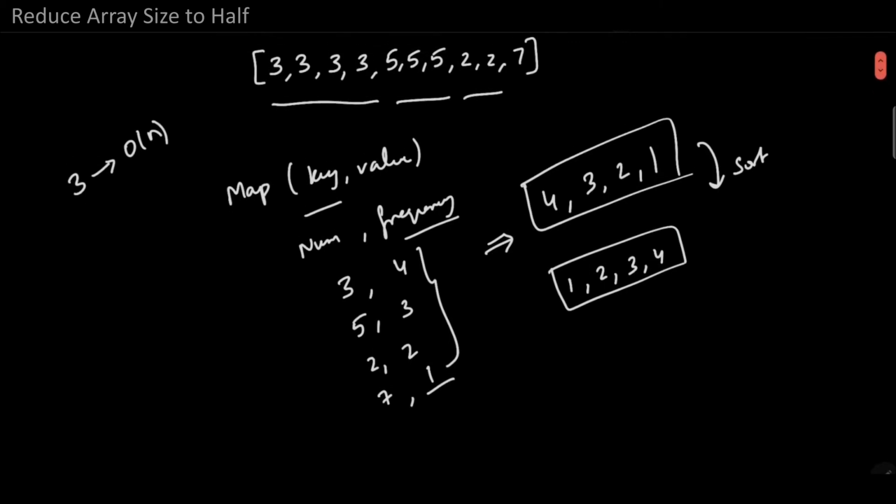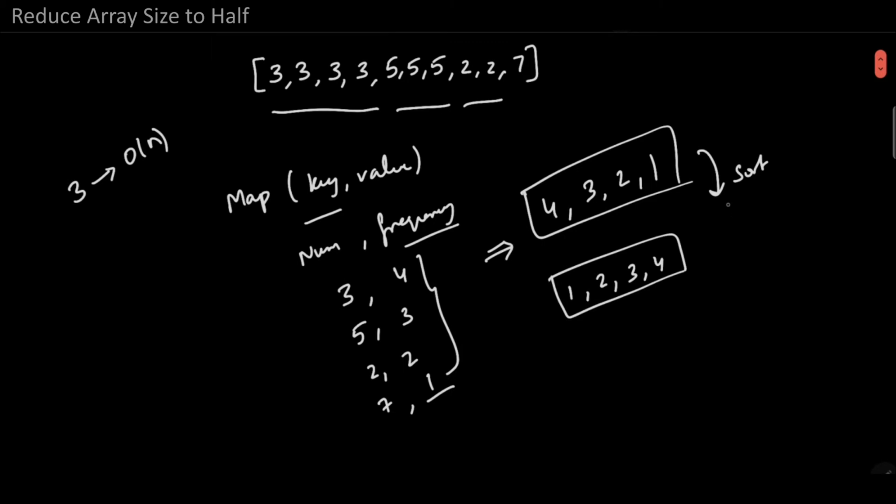But if we sort, then what we can do is start iterating through the elements and keep a count variable, like a count of the sum. So the total size of this array is 4 plus 3 is 7, 7 plus 3 is 10. So 10 elements. And if we can form a frequency of greater than or equal to 5, then we are good to go with the minimum set. So I'll keep a count and I'll start with 4. So count will be 4.